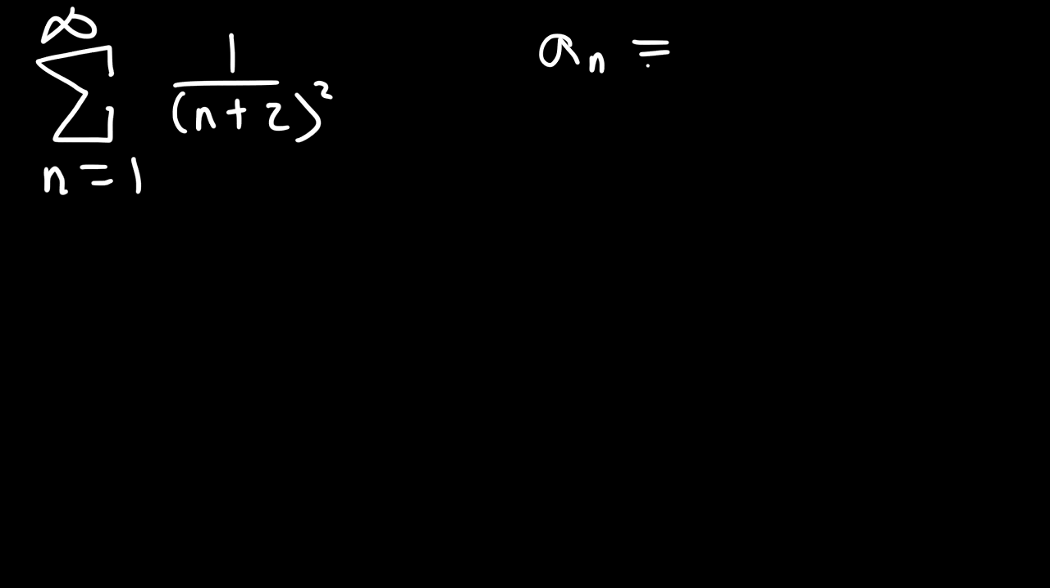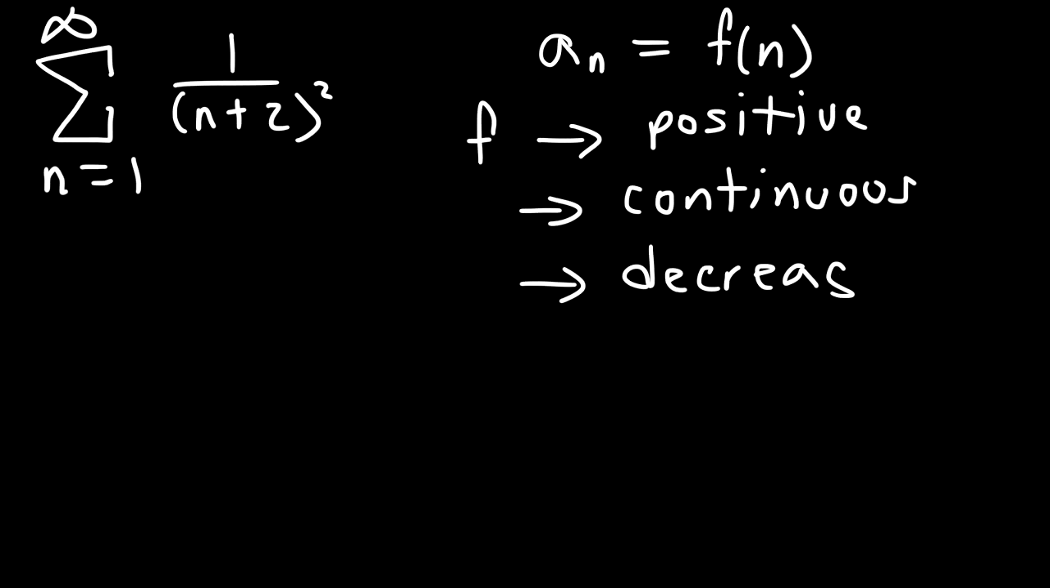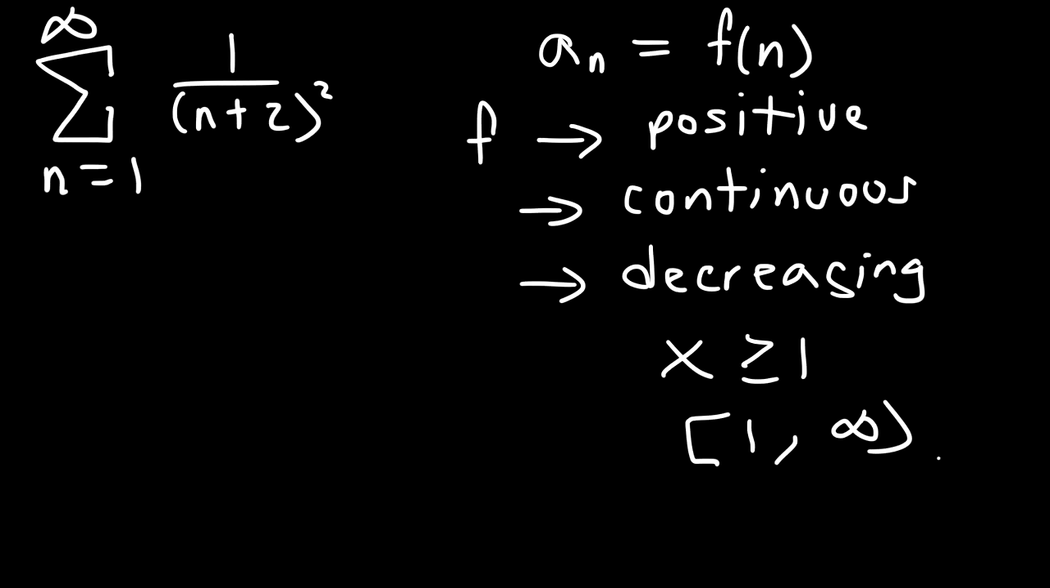So let's say the sequence a sub n can be described as a function of n. In order for the integral test to work, the function must be positive, it has to be continuous, and it has to be decreasing. Now, all of this must be true when x is equal to or greater than 1. So it has to be true on the interval from 1 to infinity. If these three conditions are satisfied, then we can use the integral test.